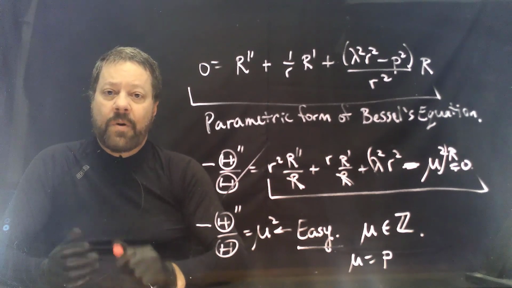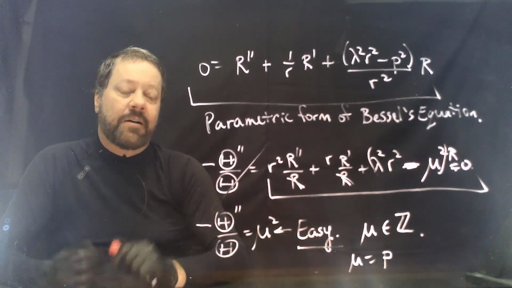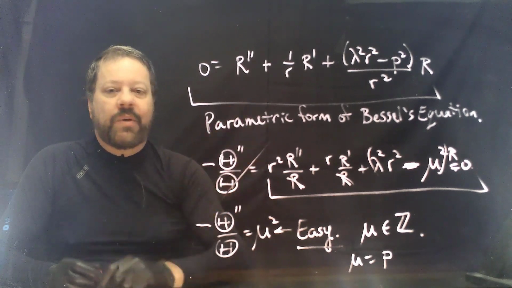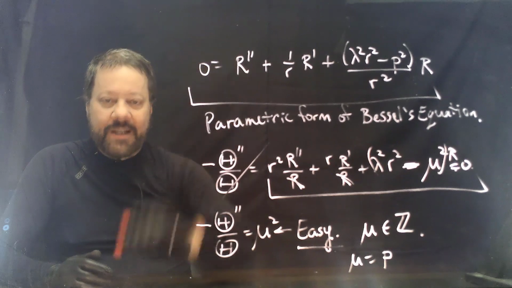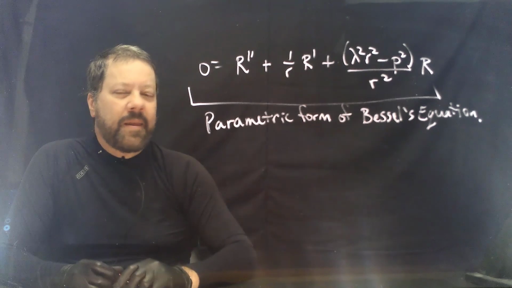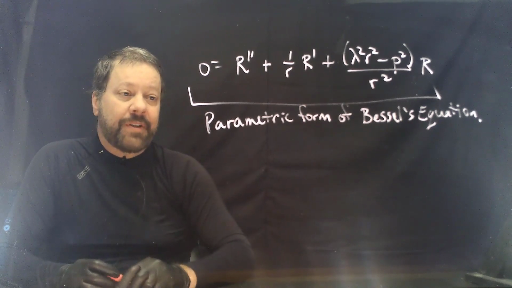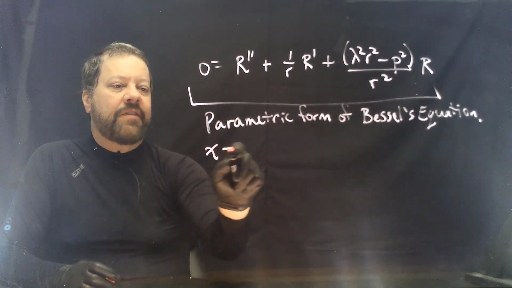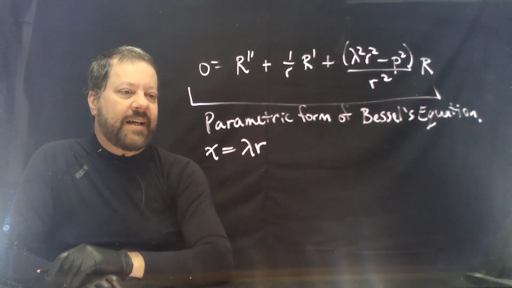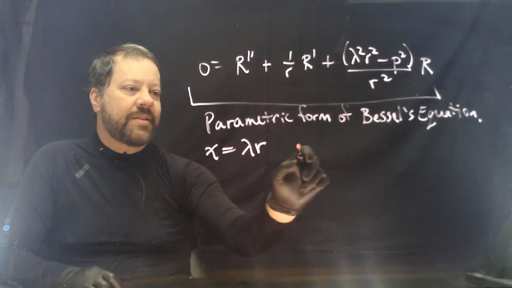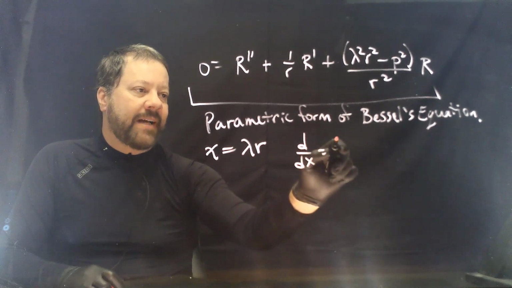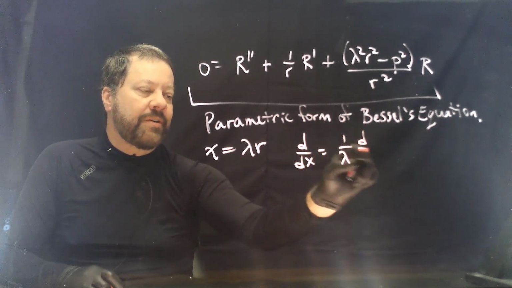The other two ordinary differential equations that we obtained from our assumption of separability were easy to solve. Bessel's equation is going to take a big leap in terms of our ability to solve these sorts of equations. There is a classic maneuver at this point where we change independent variables. We'll set x to be lambda r, in which case the ordinary derivative with respect to x will be 1 over lambda times the ordinary derivative with respect to r.